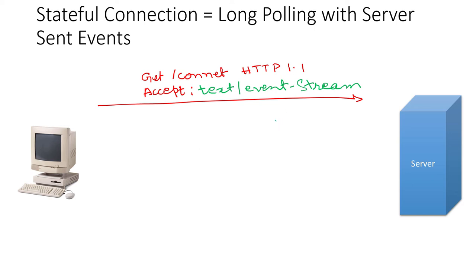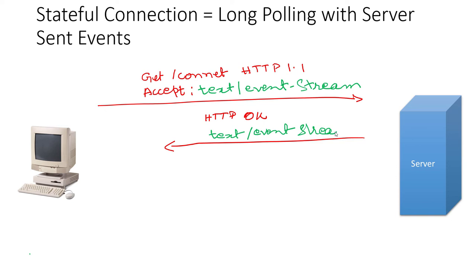The client will send this GET request to the server, and the server will then respond to the client saying HTTP OK, and the content type will be text/event-stream. Now this connection is established, and it is a stateful connection. So this connection is now open.